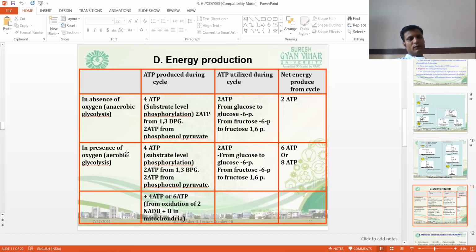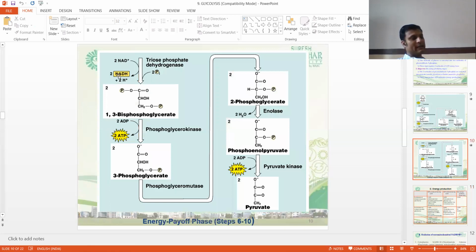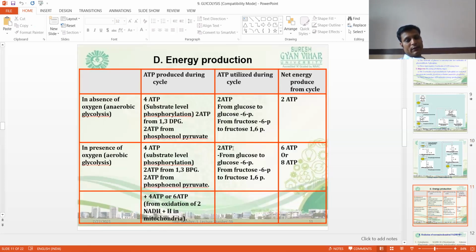Okay. So 4 ATP will be obtained at the substrate level, but another 4 or 6 ATP will come from the oxidation of 2 NADH in the mitochondria. So if you see here, we are getting this NADH. This NADH will also contribute to give ATP when it enters the mitochondria, because mitochondria are present in the cell. So totally we will be getting 4 and 4, that is 8, and 2 we are investing. So 8 minus 2 is 6.